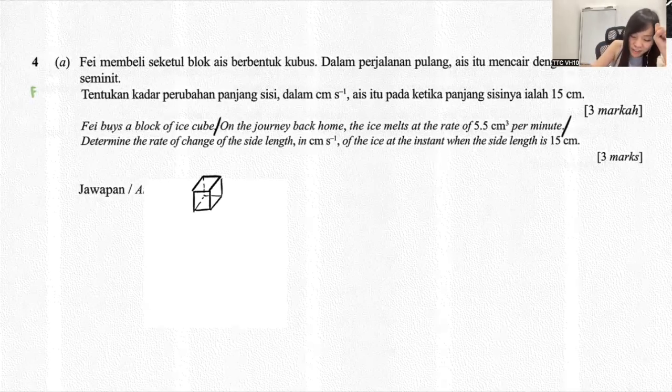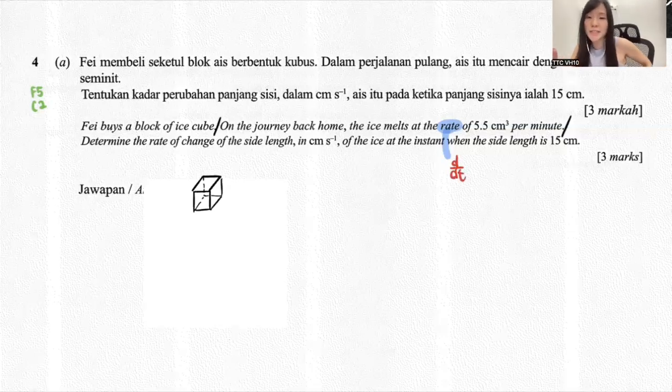My dear, whenever you see the word rate, you should know this is under Form 5, Chapter 2, differentiation. So I always tell my students, whenever you see the word rate, it always represents d something dt. I think my YouTube has a lot of videos about differentiation rate. You can watch it if you don't understand. So rate is always d something dt, guys. So now the rate is what? 5.5 cm cube per minute.